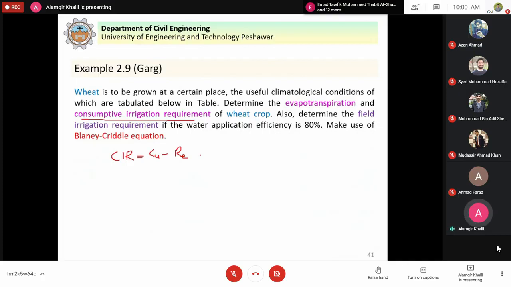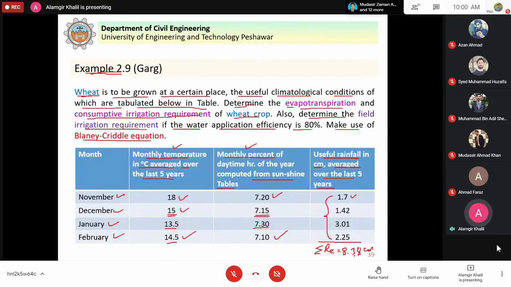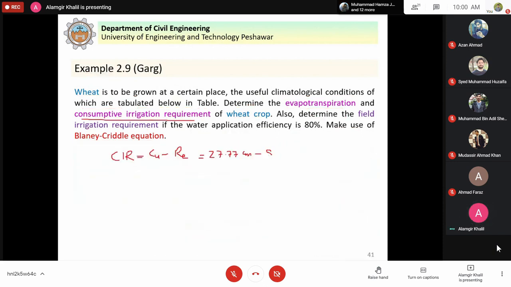So we have the consumptive use that we just calculated, 27.77 centimeter, and we have the effective rainfall, 8.38 centimeter. So from here CIR, the consumptive irrigation requirement, is equal to 19.39 centimeter. This is for the wheat crop.